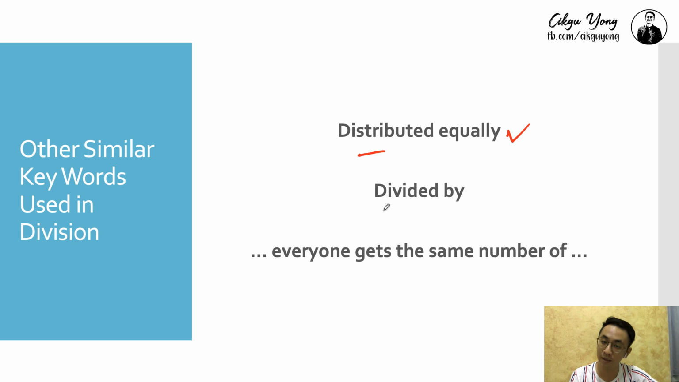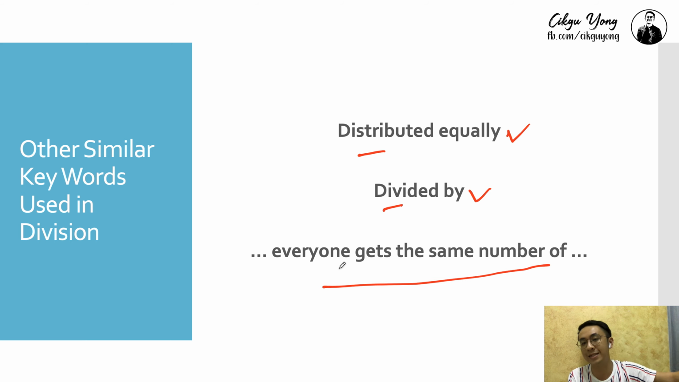So distributed and divided have the same meaning. Divided by is a more common or more direct statement given to you. And everyone gets the same number of. So again, remember, in division, the most important element is that it is being divided or distributed equally. So everyone will get the same number. So this particular phrase is also a very important element for you to understand: whenever I see this line, it mainly involves division in solving your questions, right?